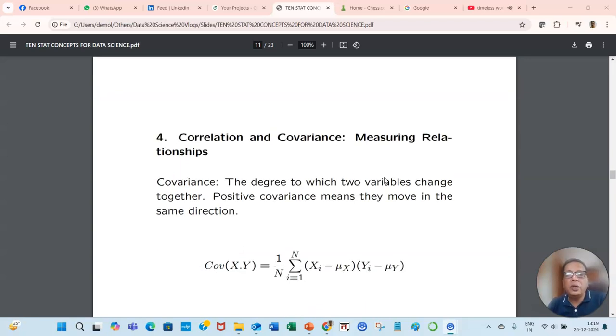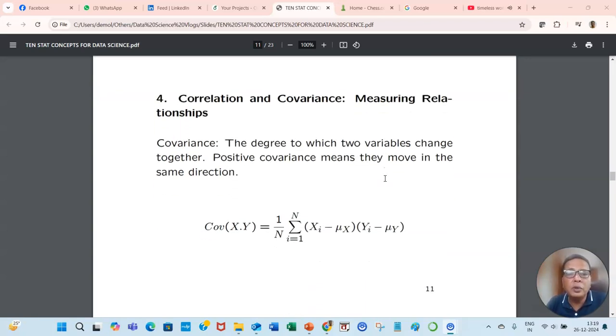Then joint distribution of two variables x and y. We need to calculate covariance of x and y: 1 by n, summation i equal to 1 to n, xi minus mu of x times yi minus mu of y. When one increases with the other, it is positive, and when one decreases with the increase of the other, it is negative.